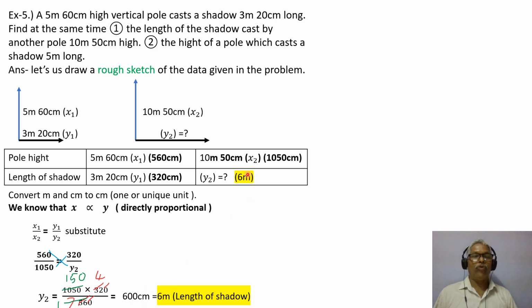If you don't convert it, no problem, but you must always denote the unit. If you are writing 6, it should be meters. If you are writing 600, it should be centimeters. So this is the first part. We will solve the second part in the next slide. It should be very simple for you if you understand this. Okay, so we move ahead.